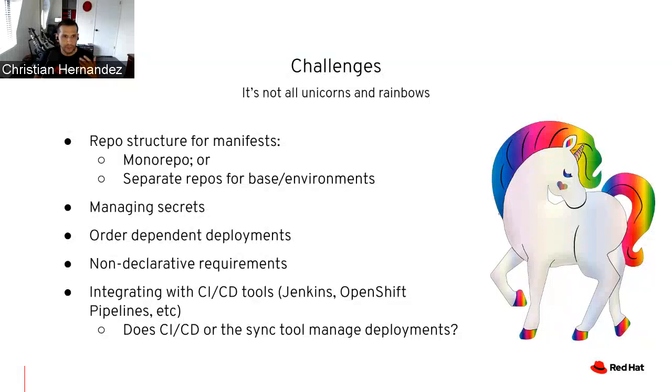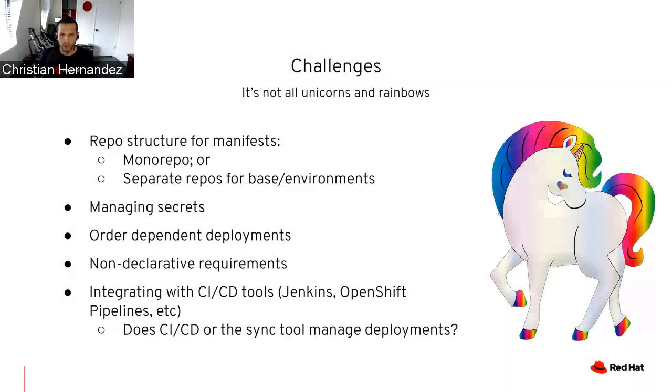How do you manage secrets? How do you order dependent deployments, right? Rarely is any deployment like, okay, just apply this and it's done. There might be some dependencies. How do you handle non-declarative requirements, right? What if I need to reach out to AWS and create something and wait for it to come up? And how do I do migrations, right? I'm doing a schema change. How does that work? Those are some of the challenges you have to face.